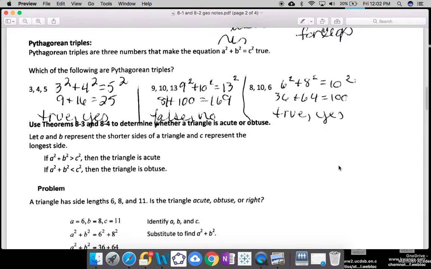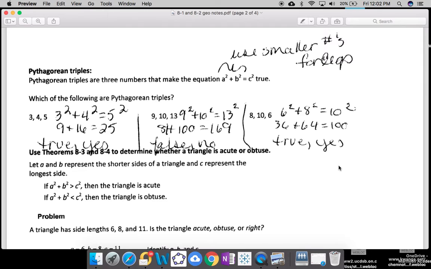Next up, Pythagorean triples. Pythagorean triples are just three numbers that make the equation a squared plus b squared equals c squared true, but these numbers have to be whole numbers. We know we can always solve the Pythagorean theorem with square roots, but those are irrational numbers, so we're looking for whole numbers that make it true.